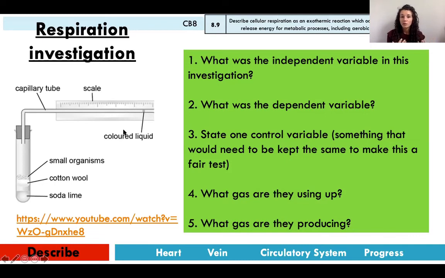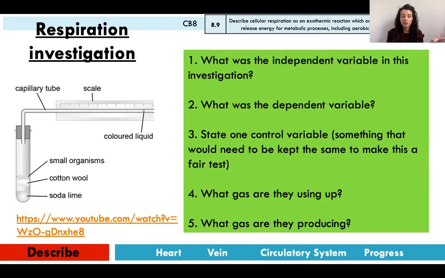A control variable, so something that you would need to keep the same. So I would say the same amount of soda lime inside the boiling tube, the same number of wood lice, the same species of wood lice. I would say the same amount of oxygen in the boiling tube to start with. Any of those things, if you were going to make a bigger investigation about this, you would need to keep those things the same to make it a fair test. And we call those control variables.